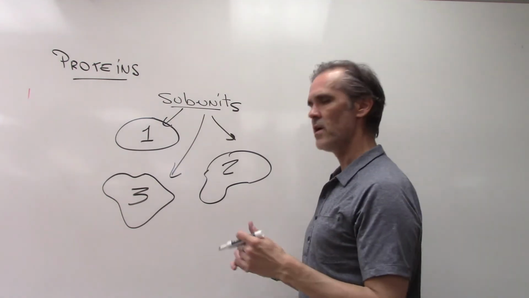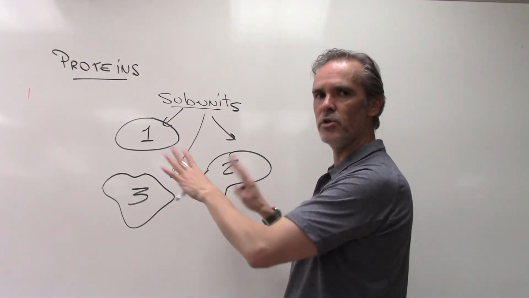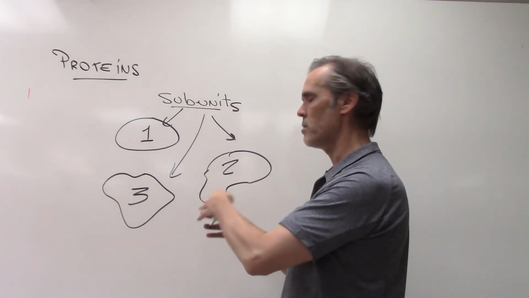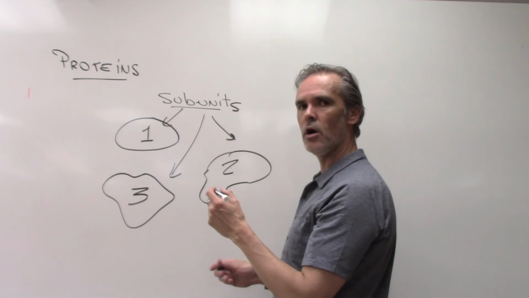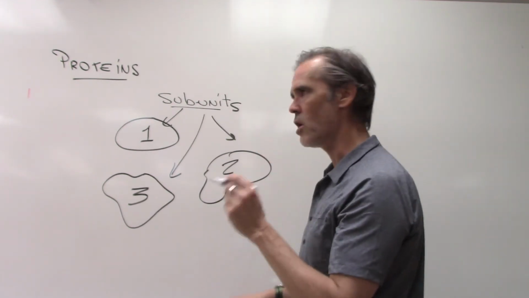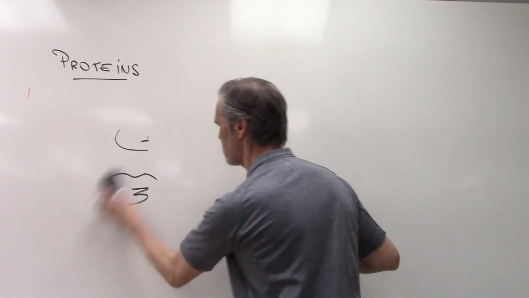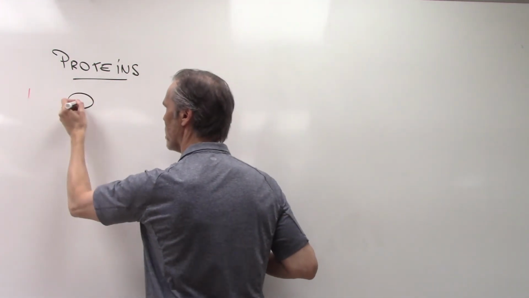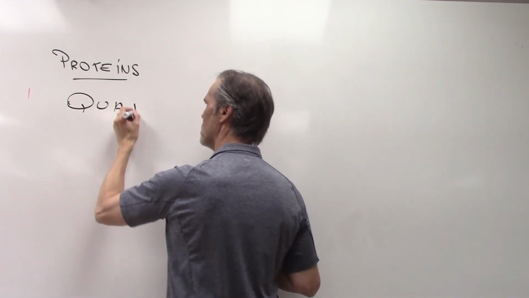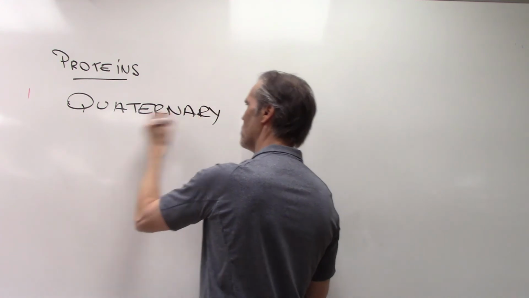Each of them has a primary, secondary, and tertiary structure. We don't need to draw it right here. This is not important. What I want to show, though, is that when we're talking about the quaternary structure, I need a bit of space here to explain this more. So I want to talk about the quaternary structure.